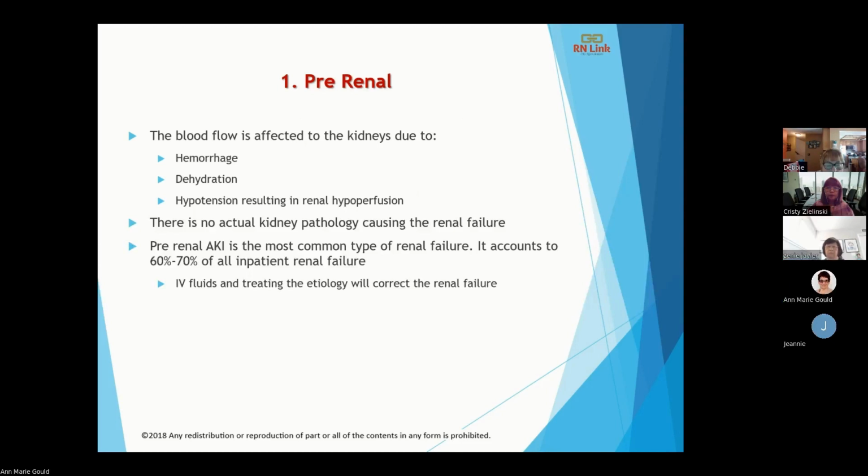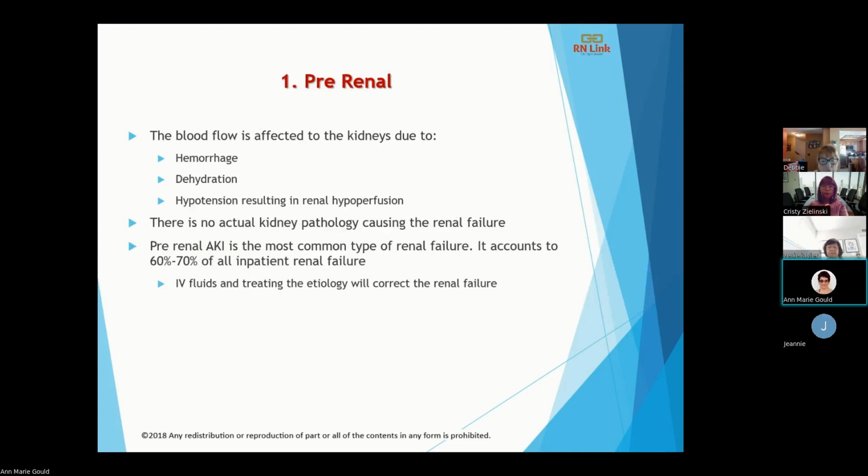If persistent hypotension is noted, guess what? They can develop ATN down the road. There is no actual kidney pathology causing the renal failure. Okay, so when it's pre-renal, there's no pathology of the kidney. Pre-renal is the most common type of renal failure, and it's usually related to dehydration. That's the main cause of it. And it accounts for 60 to 70% of all inpatient renal failure patients, okay?